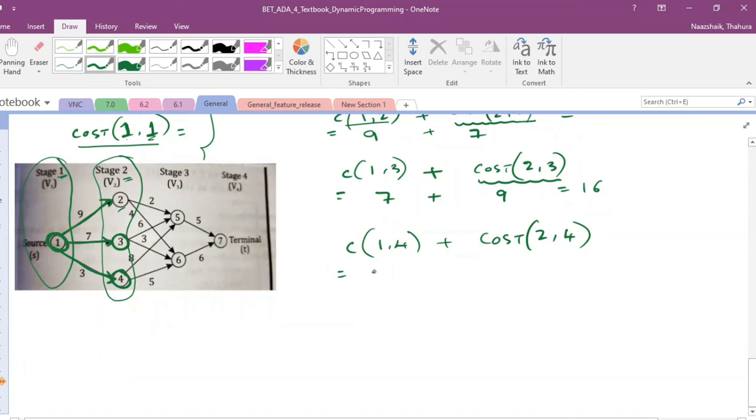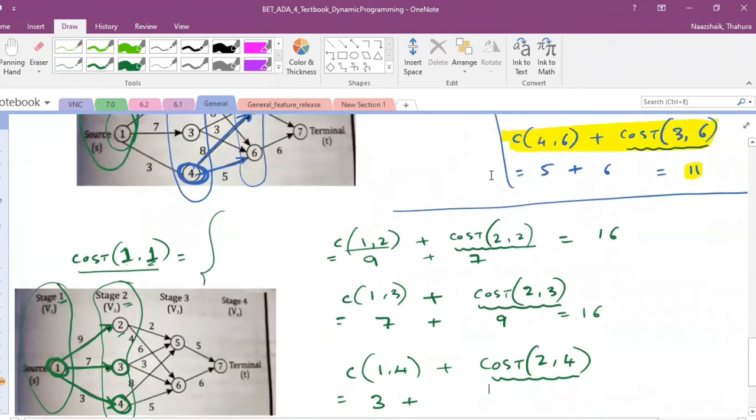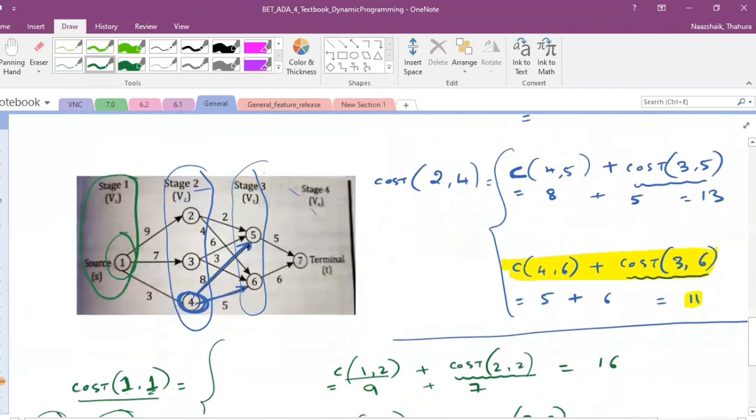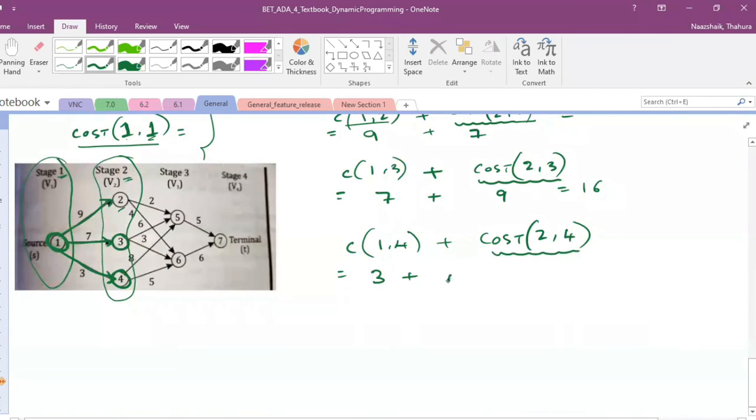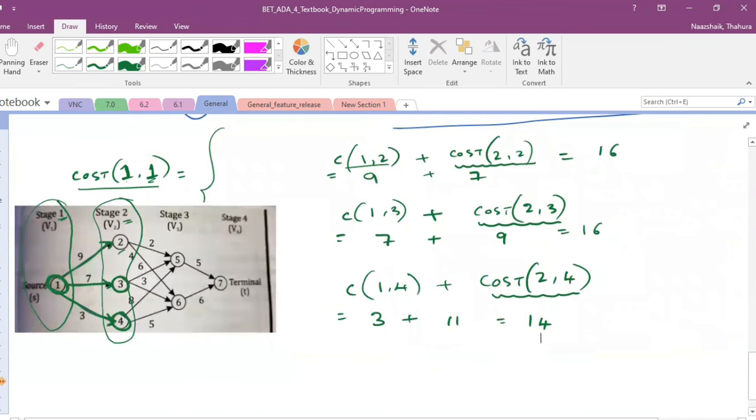1 to 4 is 3. Plus this we don't have to evaluate. It will be on top. 2 to 4. Yeah, 2 to 4 was 11. So this is 14. So which one is minimum in this? 14. Right. Okay. So we are going to choose this. Okay. So we are done with stage 1.